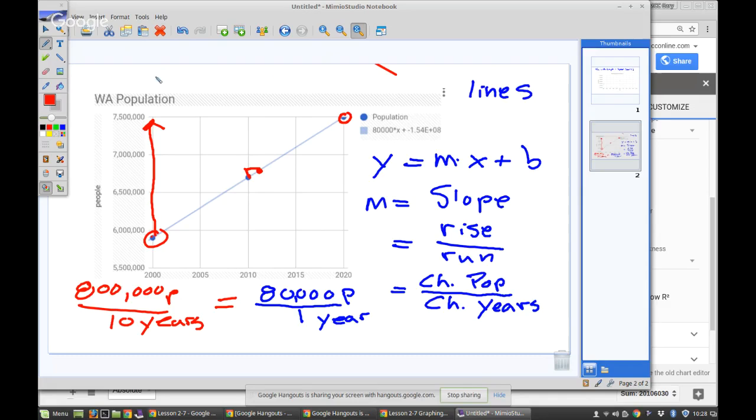So the graph's not quite showing us accurately. Google decided to give us nice numbers, but we went up 800,000 to here, and another 800,000 to get to that one. So altogether, we went up 1.6 million. So that's our rise. And our run is going to be 20 years. And if we divide those two numbers, 80,000 per year. Right? And that's the thing about a straight line. No matter what 2 points you pick, if you divide the vertical change by the horizontal change, you're always going to get the same answer.